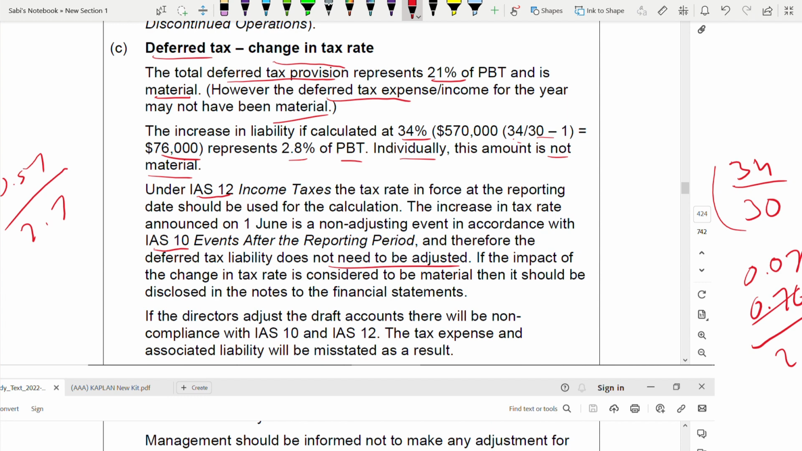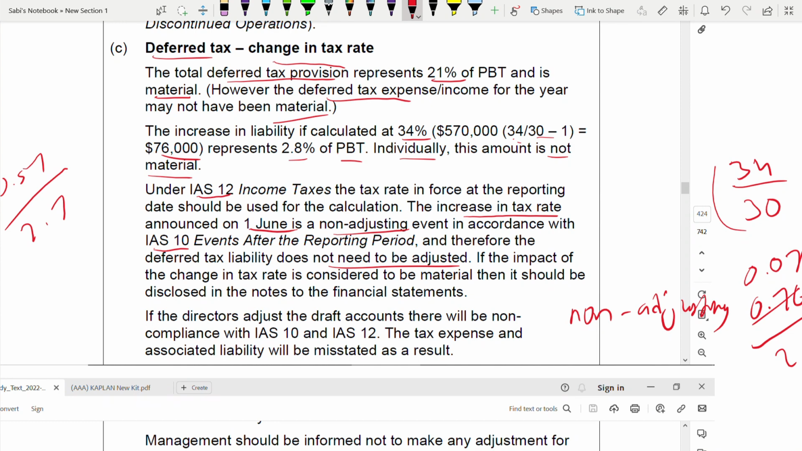And the increase in tax rate, okay, the main thing why it's non-adjusting. Whenever it's about IAS 10, you need to see whether it's adjusting or non-adjusting event. In this case, it's non-adjusting. See, the announcement to increase the tax rate took place on 1st of June. 1st of June is after the reporting period. Reporting period ends at 31st March, right? So it's a non-adjusting event according to IAS 10. Okay, that's why you only need to disclose, you don't have to adjust.